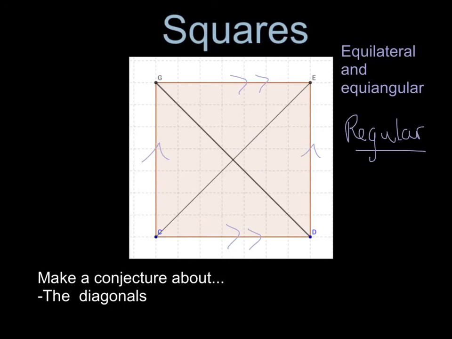Squares will be similar to the rhombus and the rectangle. The square should have the same properties as the rhombus and the rectangle. So there should be some conjectures that you've already made about a rhombus and a rectangle that would apply to a square. But take another look at this and see if you have any other observations to make that we can investigate.